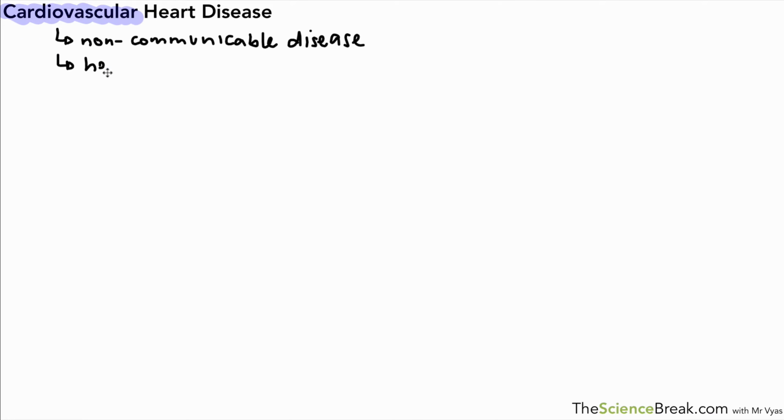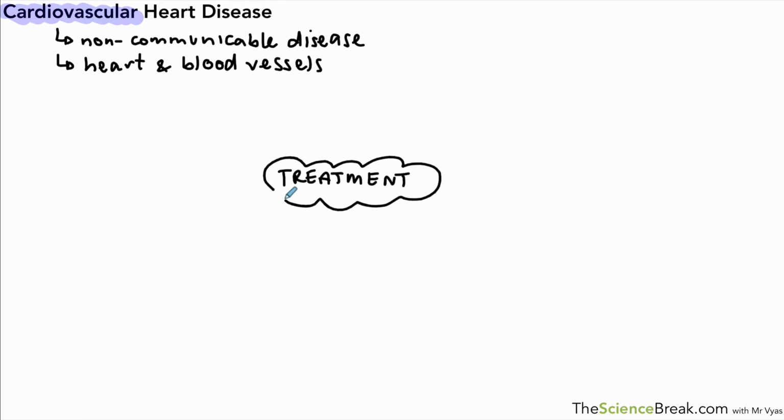The second thing is that cardiovascular disease is a disease of the heart and the blood vessels that surround the heart or supply the heart. Now, the treatments that we have fall under three categories, so we're going to look at each one individually in a moment. The first one is the use of drugs, and we're going to look at one particular one. The second one is to use mechanical devices to replace parts of the heart.